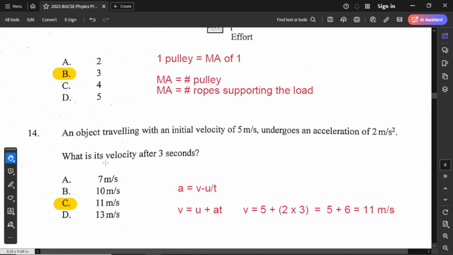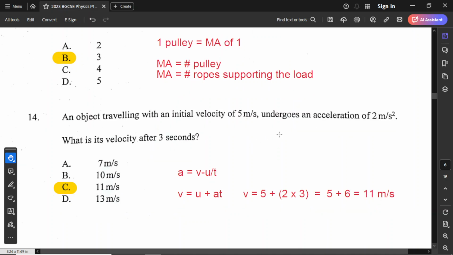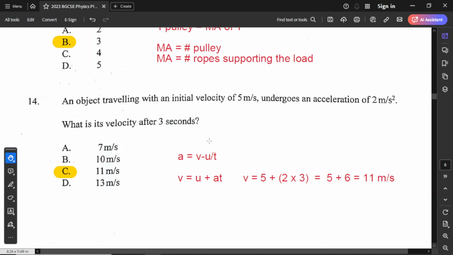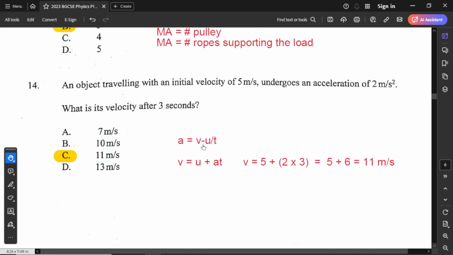Question number 14: an object traveling with an initial velocity of 5 meters per second undergoes an acceleration of 2 meters per second squared. What is the velocity after 3 seconds? Just as working, we know that acceleration is equal to (v minus u) over t. So therefore v is equal to u plus at, where u is the initial velocity and v is the final velocity. So v equals 5, which is the initial velocity, plus 2 times 3, where 2 is the acceleration and 3 is the time. And so it will be 5 plus 6, which equals 11 meters per second.